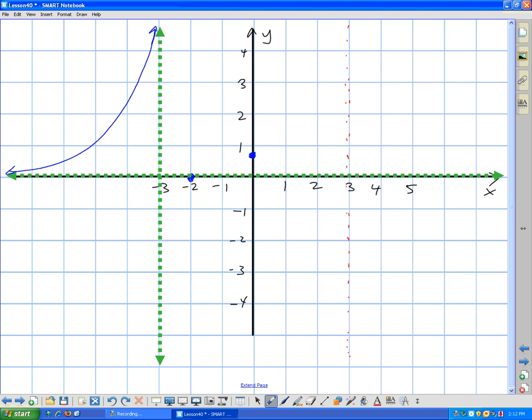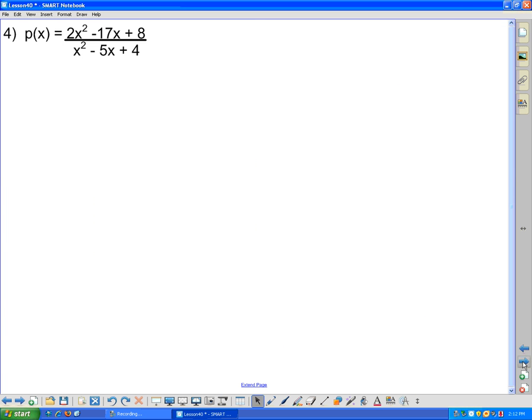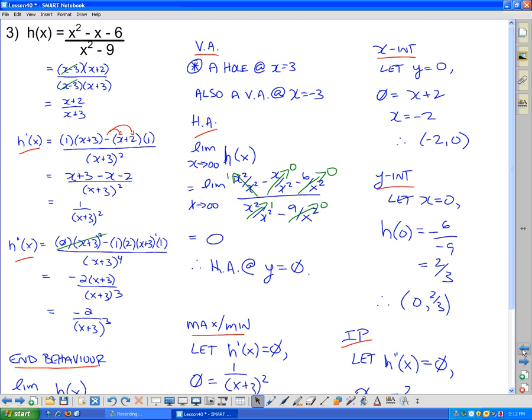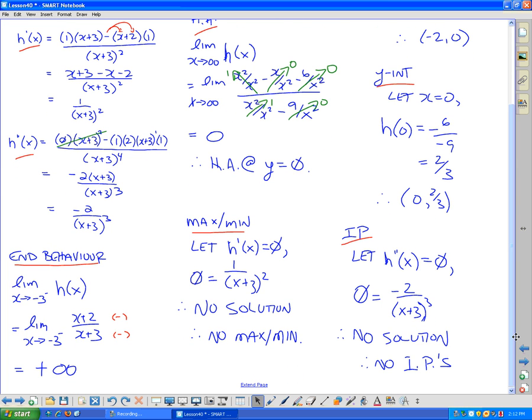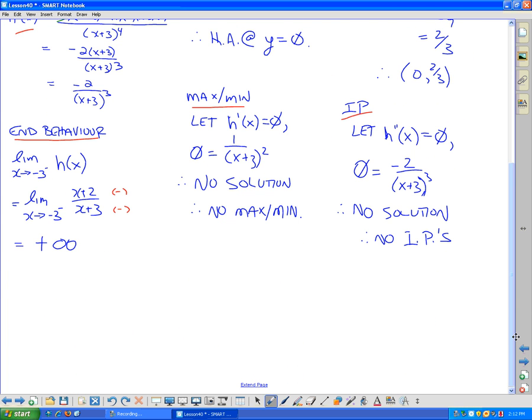Now, I'm looking at what we have left. I want to do end behavior on the right side of the vertical asymptote. Some of you will be already saying, I can predict what's going to happen, but let's go ahead and do the analysis anyway. So I'm also going to do the limit as x approaches -3 from the positive side for this function. So we're looking at the limit as x approaches -3 positive side for x plus 2 over x plus 3.